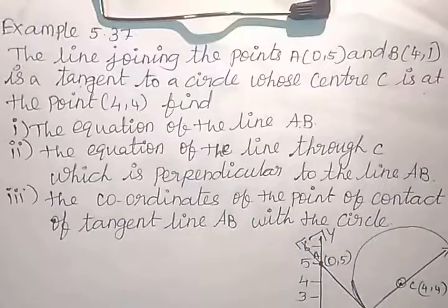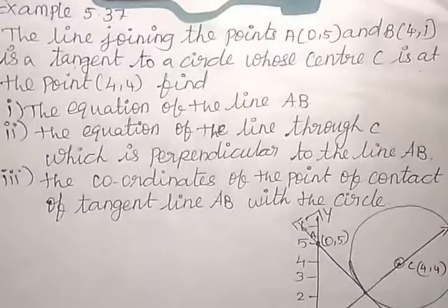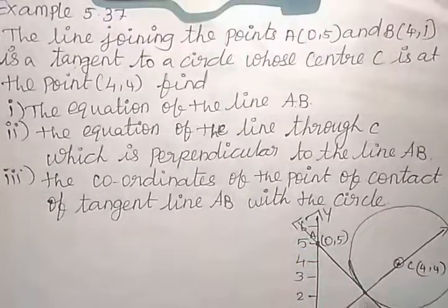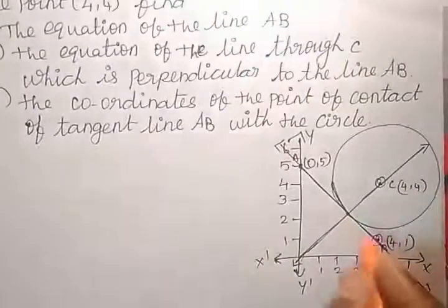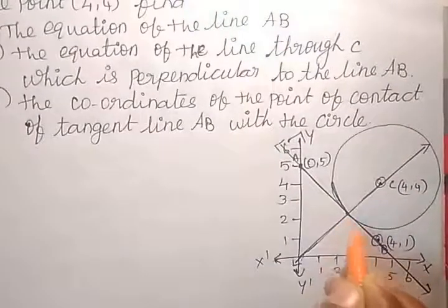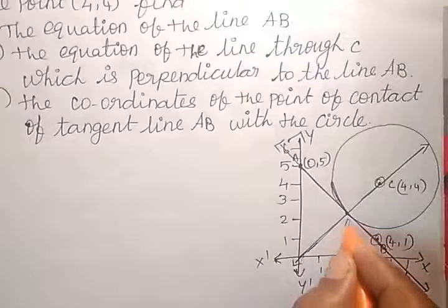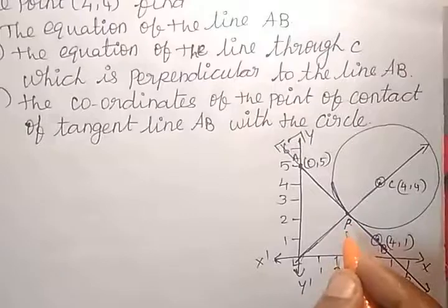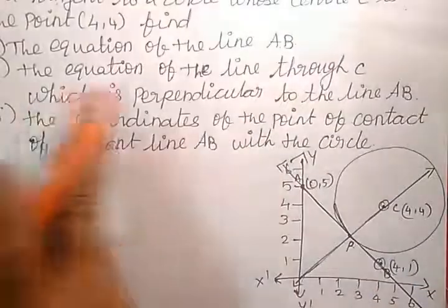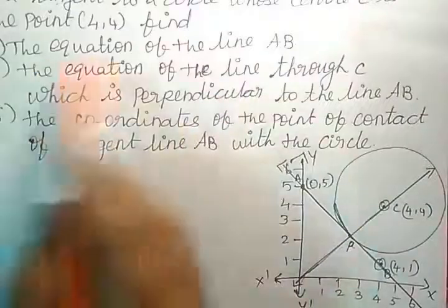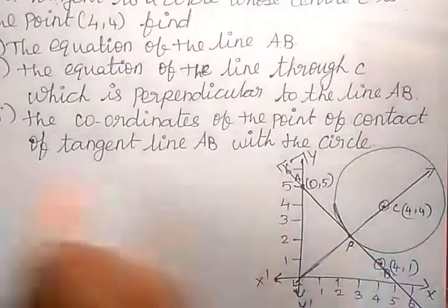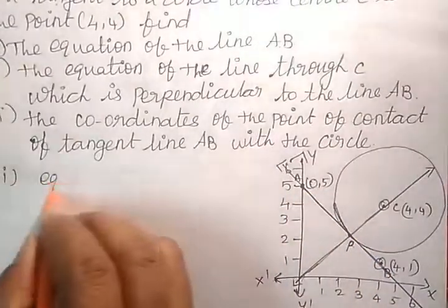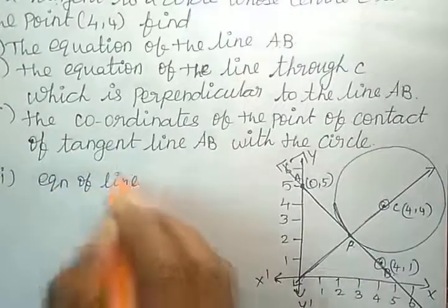So, the line joining the points A, B is a tangent of this circle. C is the center of the circle, that is (4, 4), and AB is a tangent to the circle C. The point of contact we note as P. The first question they are asking is the equation of the line AB. So first we find the equation of the line AB.